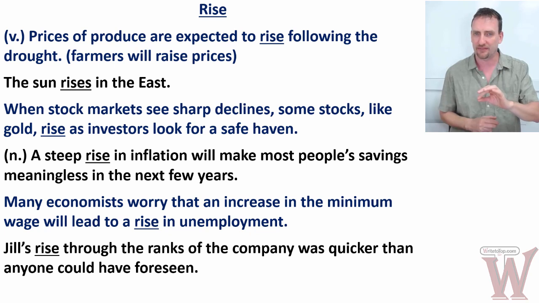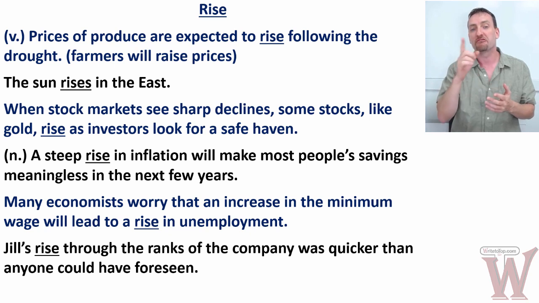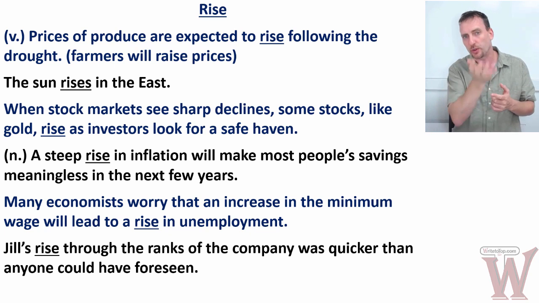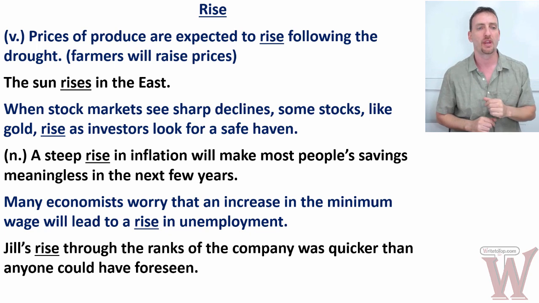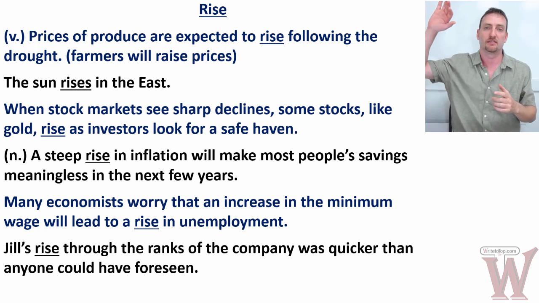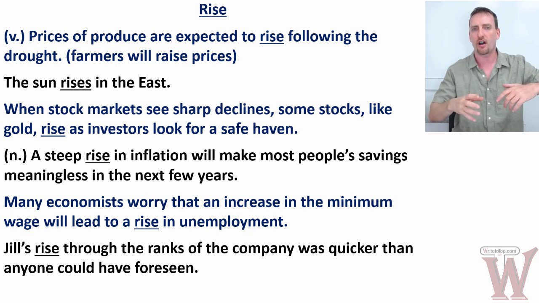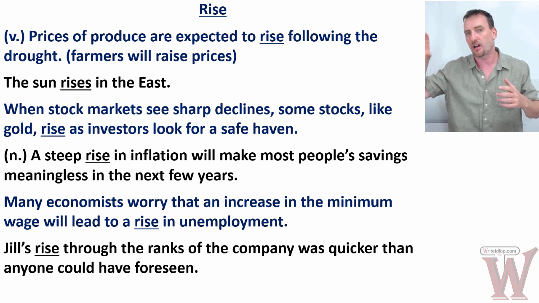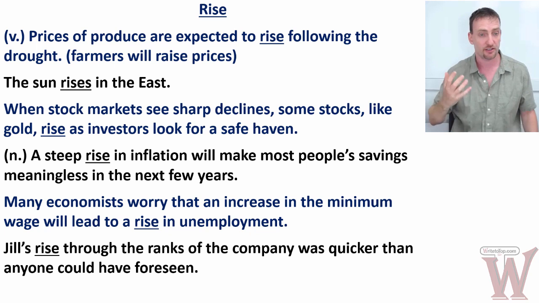But if you want to say specifically that somebody took action and made the price more expensive, for example, farmers raise prices. So if somebody is doing the lifting or the increase, raise. If it's happening naturally, rise. The sun rises in the east. We already mentioned that. When stock markets see sharp declines, so the stock market goes down, some stocks, like gold, rise as investors look for a safe haven. So the stock market crashes, everybody buys gold stocks, the stock rises. So people aren't raising the price. The price rises naturally because of the market situation.